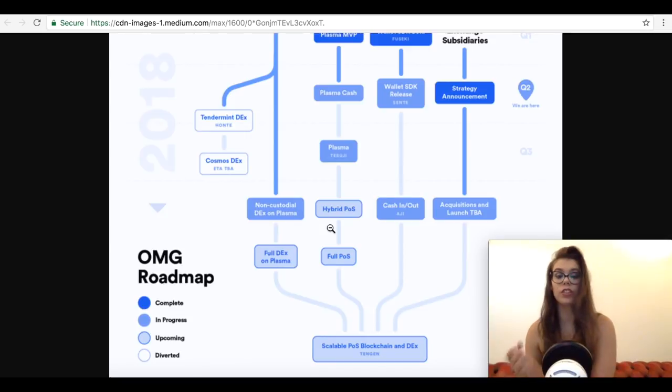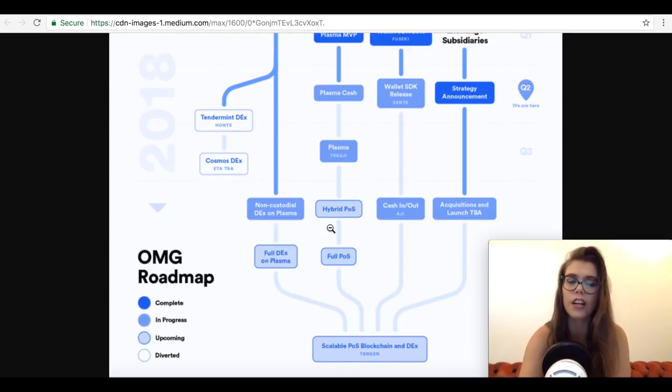So in case of the non-custodial, the OMG users will be allowed to have the custody of their funds with the non-custodial order settlement on the Plasma chain. In this phase, basically a centralized system to provide order matching would be maintained, ideally. This development is likely to be completed during the fourth quarter of this year.